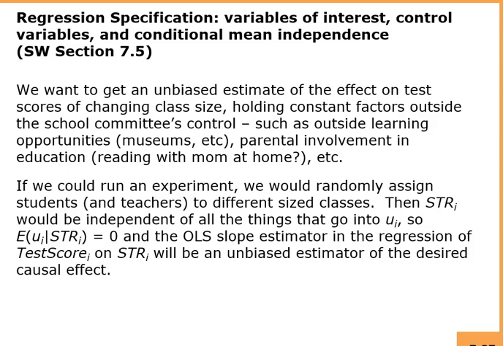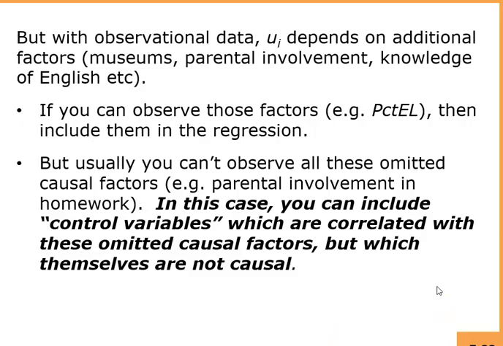But we have already discussed before that that is more often not the case, because more often than not you'll be working with some sort of observational data, which would mean that your U will depend on additional factors such as parental involvement and knowledge of English, etc. So if you can observe those factors, meaning you can get actual data for some of those variables which might be part of your U, your residual term, for example, percentage of English learners in the classroom or in the school district, then you can include them in the regression.